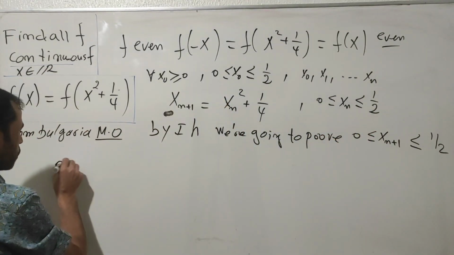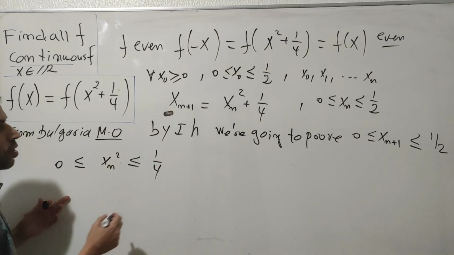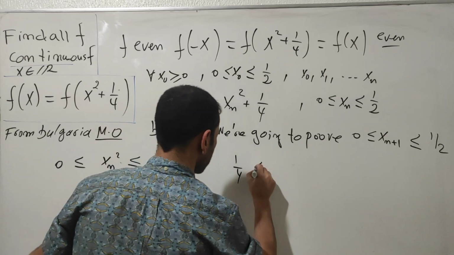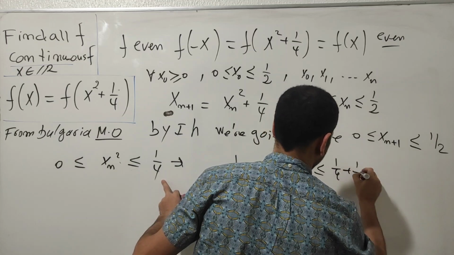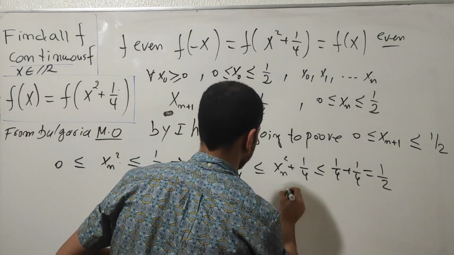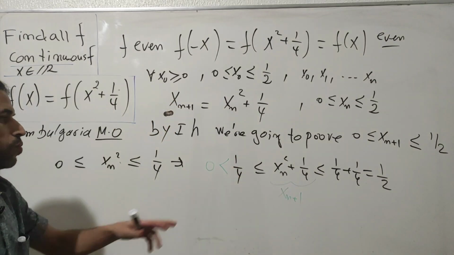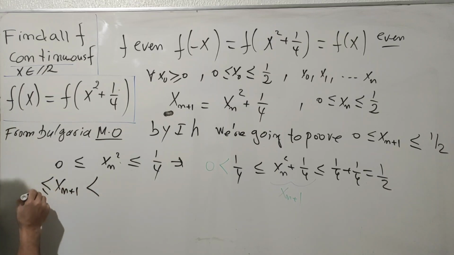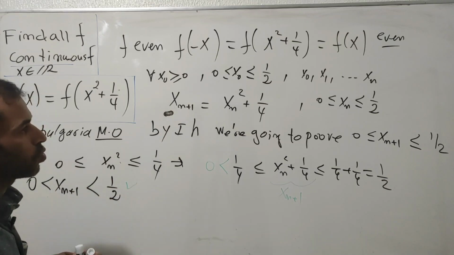So we get x sub n squared is between 0 and 1 over 4. So adding the quarter on both sides, I get a quarter x sub n squared plus a quarter is inferior to 1 over 4 plus 1 over 4, which is half. Okay, so we know this one is definitely x sub n plus 1. Also this one is superior to 0, so thus x sub n plus 1 is between 0 and half. Okay, so we have proven this one is true.